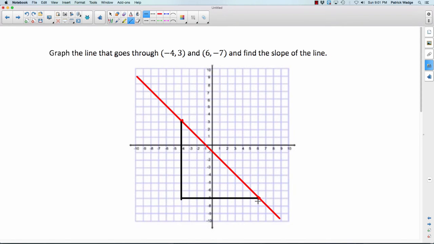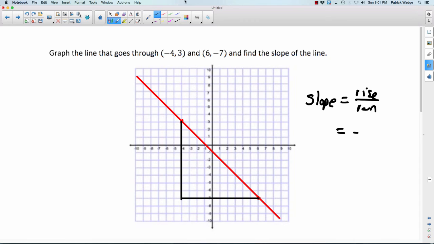Now, before I do anything, you should be able to tell me, is this red line here a positive slope line or a negatively sloped line? It is a negatively sloped line. So don't even worry about negative movements and positive movements. Just say right off the bat, my slope is negative.